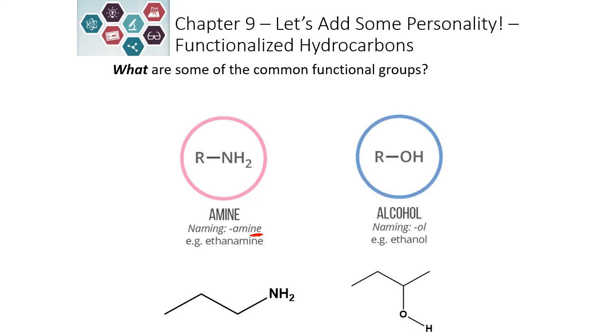You do have to be a little careful with that, amine versus amide. And we have alcohol groups. Alcohols are oxygen attached to hydrogen. When we name them, the ending of the name becomes "ol." So ethanol is the alcohol in alcoholic beverages. It's 2 carbons singly bonded, attached to an OH group.